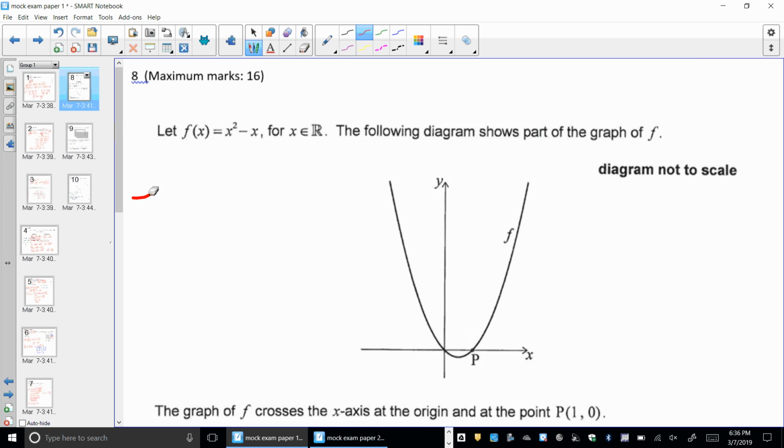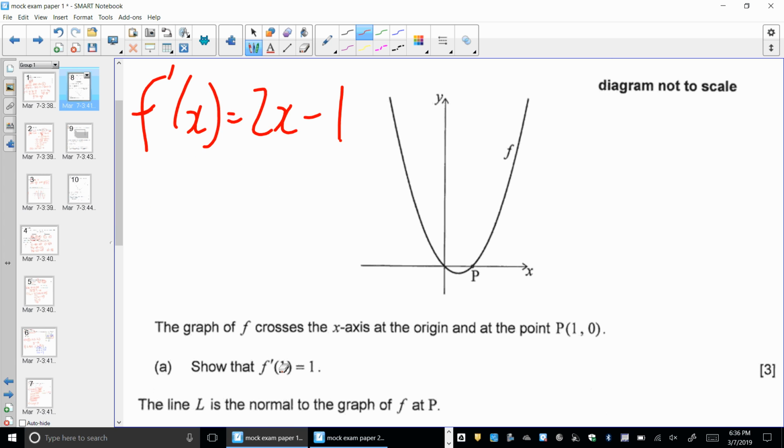Right, so f dash x would be 2x take away 1. So the power comes in front, take 1 off the power, and then there's a secret 1 in front of there, which gives us our 1 here. They want to know f dash 1, so it means substituting 1 into here. 2 of 1, take away 1.